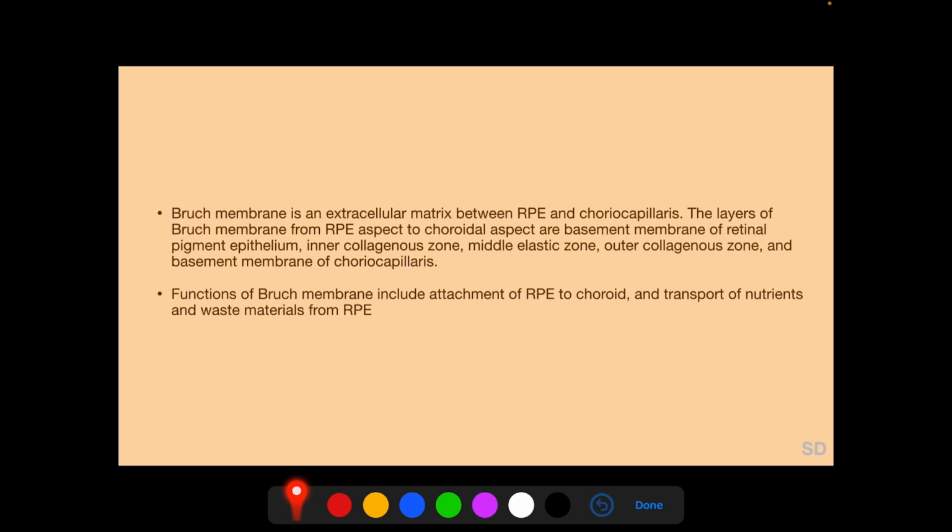The Bruch's membrane is an extracellular matrix between the retinal pigment epithelium and the choriocapillaries. The layers of the Bruch's membrane from the RPE aspect to the choroidal aspect are basement membrane of the retinal pigment epithelium, inner collagenous zone, middle elastic zone, outer collagenous zone, and basement membrane of choriocapillaries. Functions of Bruch's membrane include attachment of the retinal pigment epithelium to the choroid and transport of nutrients and waste materials to and from the RPE and the outer retina.